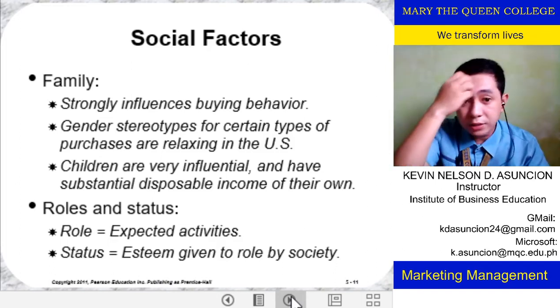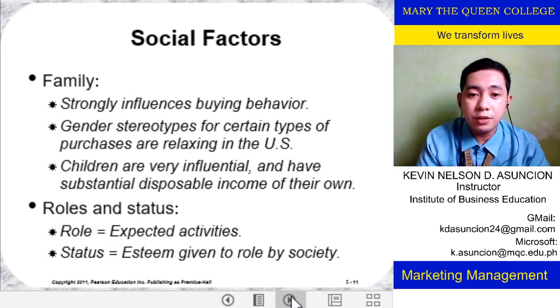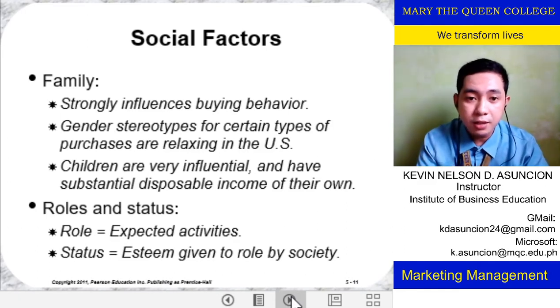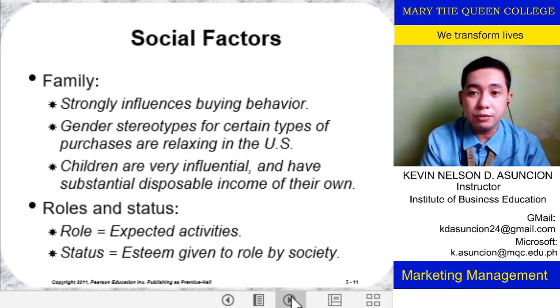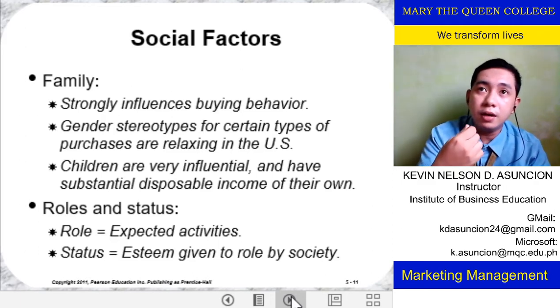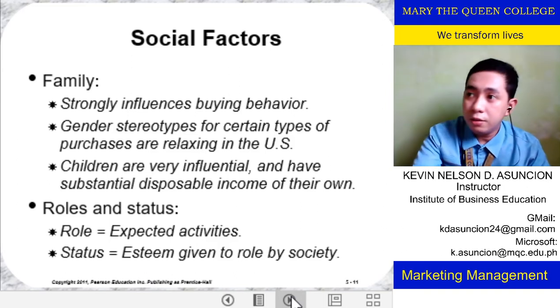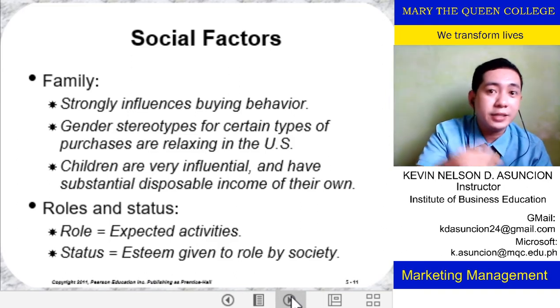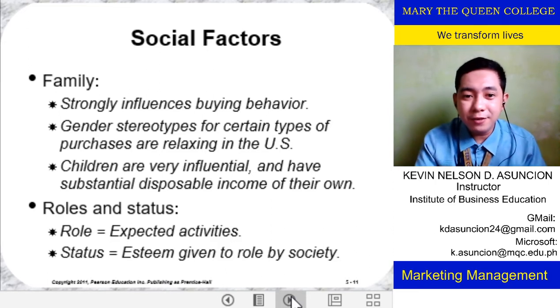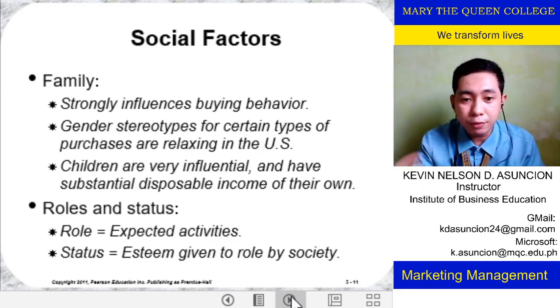So also roles and status. As social factors, we need to establish and identify what the roles and the status are. So your buying behavior may also come from these two, your role or your status in society. So what is your role? Let's say, for example, you are a manager, or you are the boss. That's part of the status. Or you are the head, or you are a celebrity. Of course, your buying behavior may be affected by that, because people are looking up to you. People may see what you purchase.